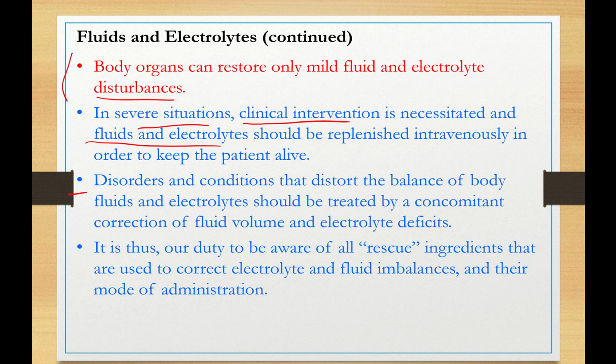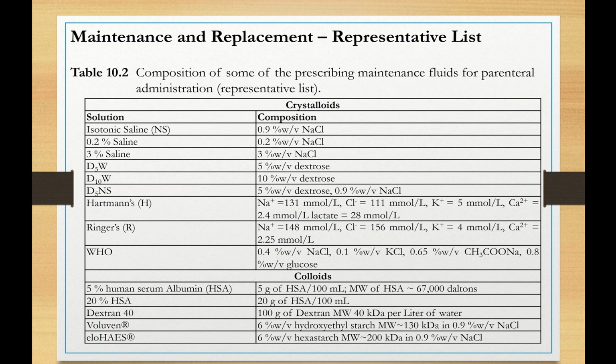Now, disorders and conditions that distort the balance of body fluids and electrolytes should be treated by a concomitant correction of fluid volume and electrolyte deficit. So you need to see both, not just one of those, okay? And this involves certain conditions and disease states. Therefore, as clinical scientists, we need to be aware of all these maintenance fluids or replacement fluids, because the choice of which one you administer and at what concentration is very important to remedy the particular condition. And here I have a representative list.